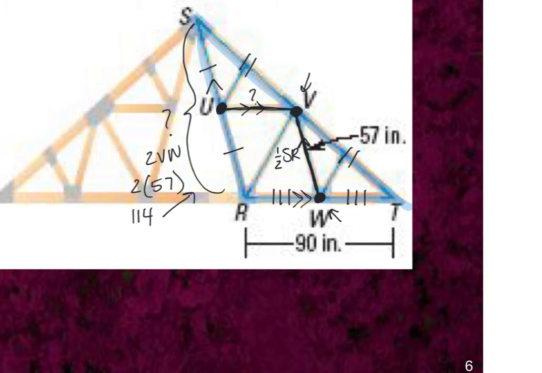Okay. Now UV is the mid-segment, so it's going to be 1/2 whatever RT is. So UV equals 1/2 whatever RT is. And we know RT. RT is what? 90. So we're just going to put UV equals 1/2 times 90, which is 45.